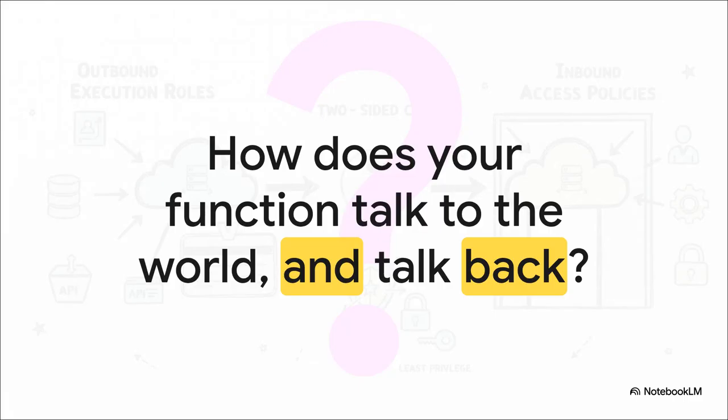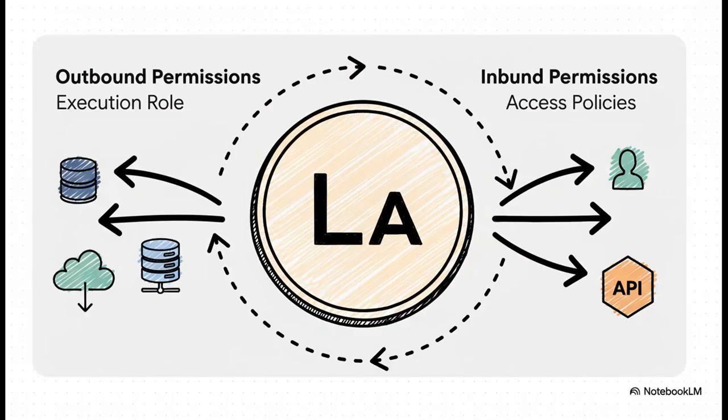When you really boil it all down, Lambda security comes down to these two simple questions. It's all about managing the conversation, right? What can your code do, and who gets to run your code in the first place? The easiest way to wrap your head around this is to think of it like a coin. It's got two sides. On one side, you've got the permissions your function has. That's the outbound stuff. And on the other side, you've got the rules about who can call it. That's the inbound access. You got to lock down both.